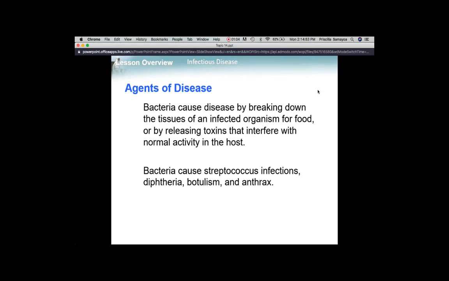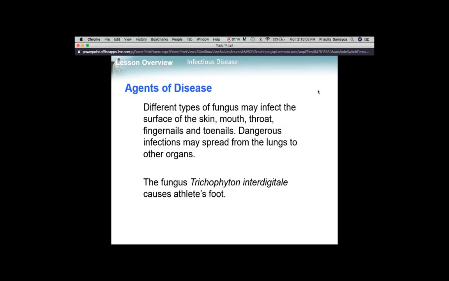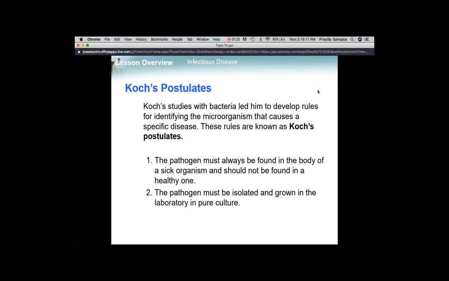Bacteria are going to be a little different. They're actually just going to break down the tissues. They can be traveling through food, and they will cause things like anthrax or streptococcus infections. You also have fungi that can attack you, usually around the skin, mouth, throat, fingernails, and toenails, and that's how you get athlete's foot.